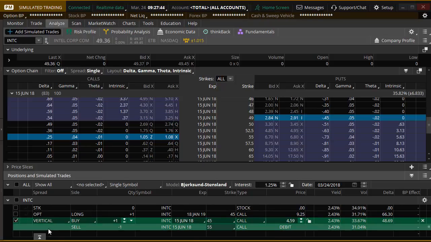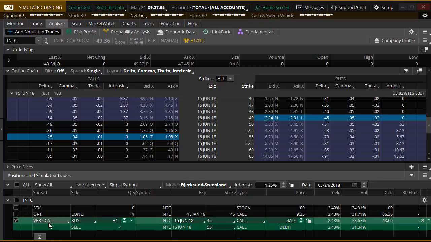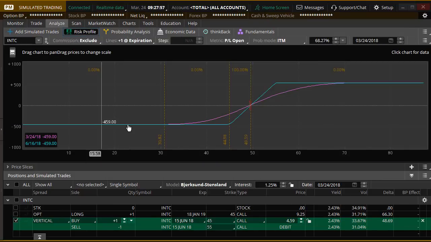But notice, Thinkorswim calls it a vertical. Okay. Now, why would they call a debit spread a vertical? Well, the reason is when we look at the graph, this would be the stock portion of the trade right here. This is the stock portion of the trade.